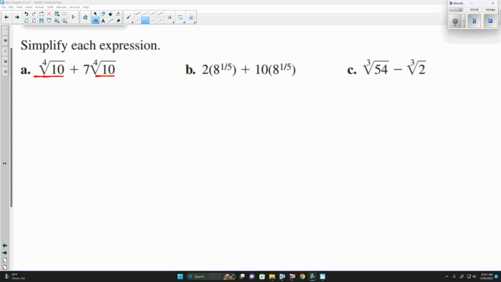So looking at this here, we have the fourth root of 10 plus 7 times the fourth root of 10. So how many would we have? 7 fourth root of 10s? So how many do we have here? 4? Because how many fourth roots of 10 do we have? 1. How many do we have here? 7. So we have a total of? 4.